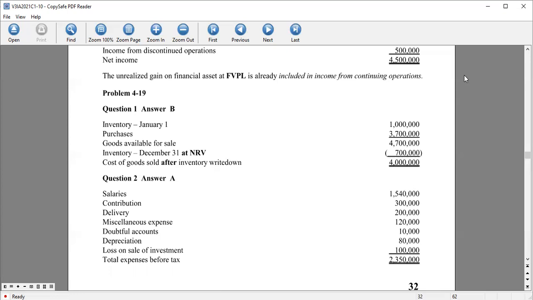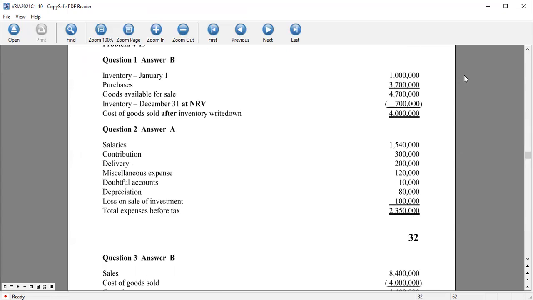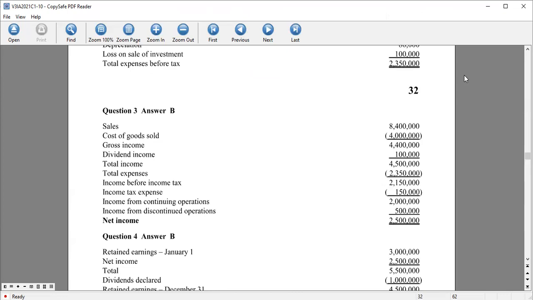So we have now the amount of 2,350,000. That's letter A, including salaries, contribution, delivery, miscellaneous expense, doubtful accounts, depreciation, loss on sale of investment, and total expenses before tax. In question number 3, what amount should be reported as net income for the current year?